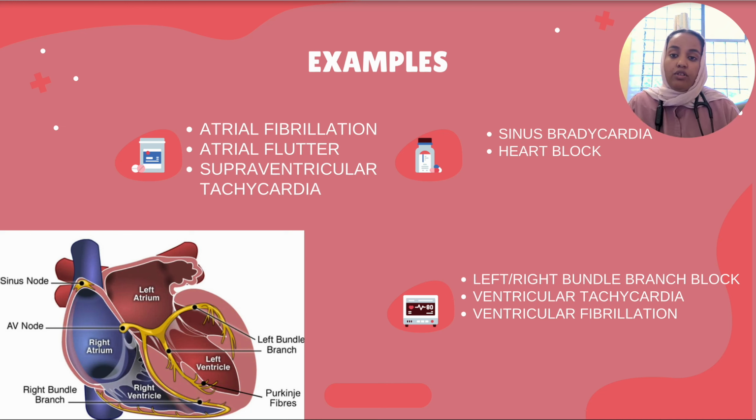Another example of electrical disorders of the heart is sinus bradycardia, in which the rhythm is regular but it's too slow. Another example is heart block, which could be subclassified into different degrees of heart block, but that's normally when there's an issue with the conduction of the electrical activity from the atria to the ventricle, normally at the level of the AV node, or the atrioventricular node.